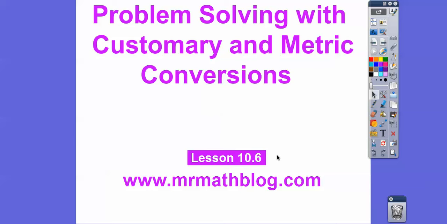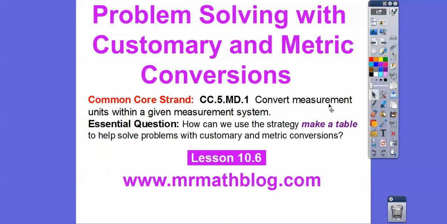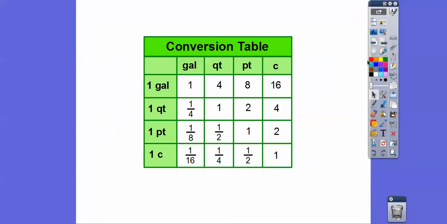No biggie. This is lesson 10-6 in our textbook. And here's our common core strand for our teachers. And then our question is, how can we use the strategy Make a Table to help us solve problems involving customary and metric measures? So here's our conversion table for customary units. For example, there's 4 quarts in a gallon, there's 8 pints in a gallon, there's 16 cups in a gallon. And here this says there's 4 cups in a quart. A quart is 1/4 of a gallon. So this is just our conversion table we're going to use.